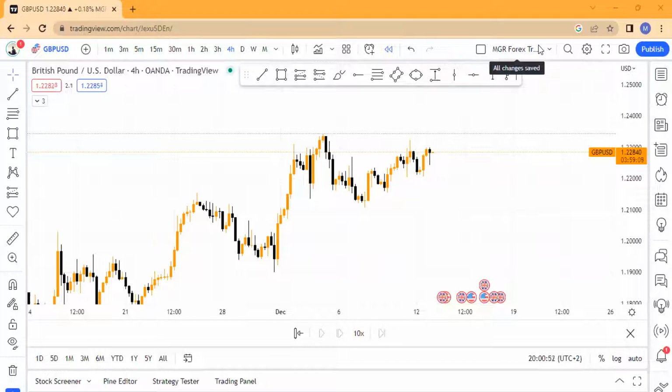Today, I'm going to be breaking down GBP USD and how we could have caught this beautiful move to the upside. I'm sure you're going to love it, so let's get right into it.